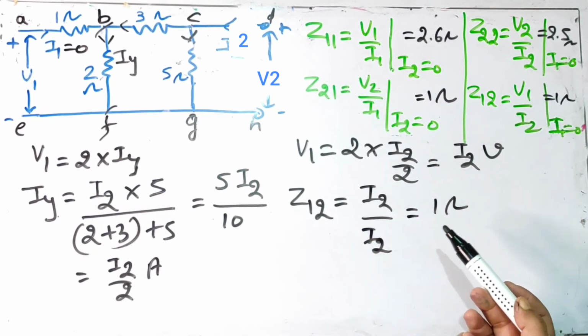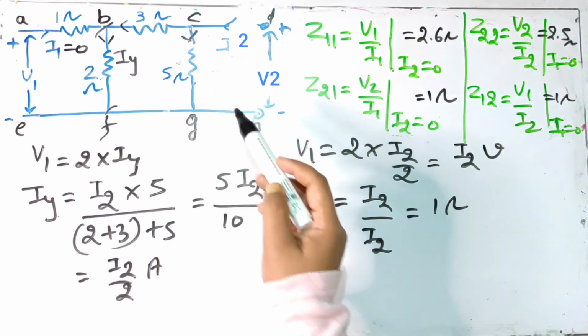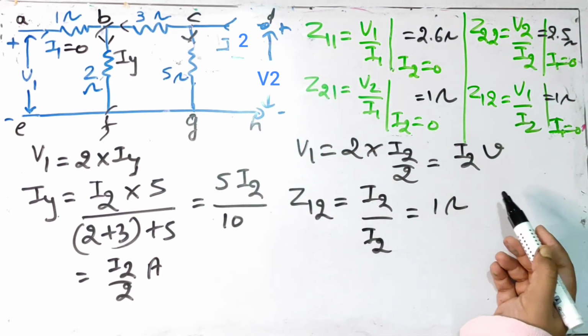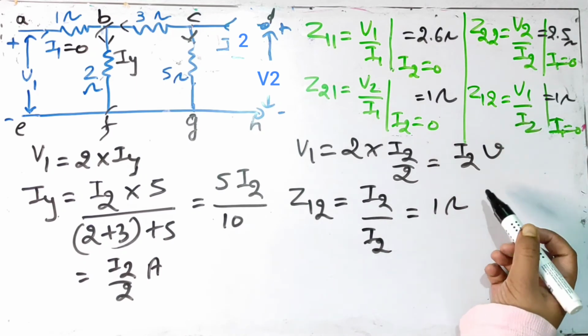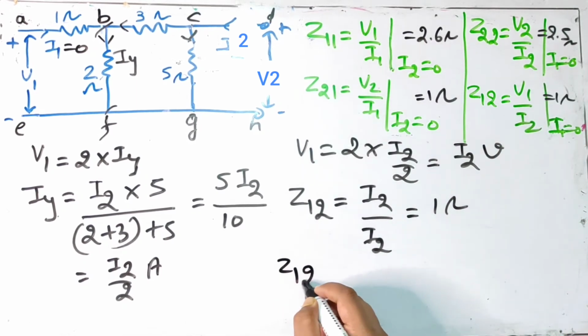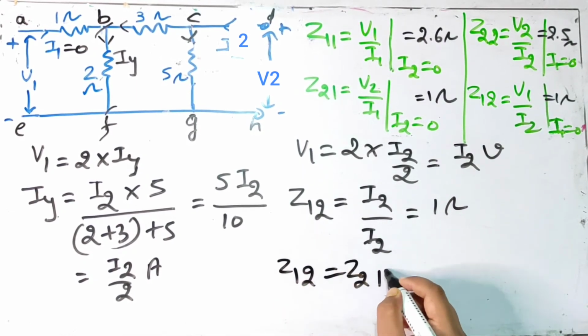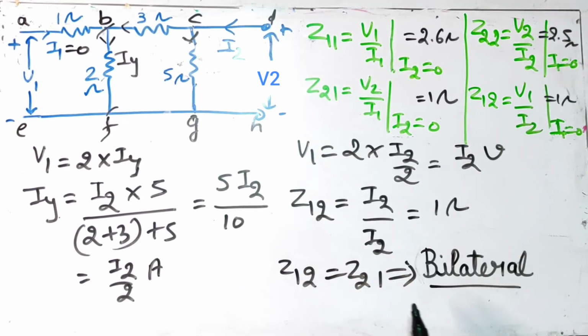So this is how we found out all the values in a pi circuit. Now you might notice one thing, the value of Z21 is equal to 1 ohm, the value of Z12 is equal to 1 ohm. So when Z12 is equal to Z21, it shows that this entire network is bilateral in nature.